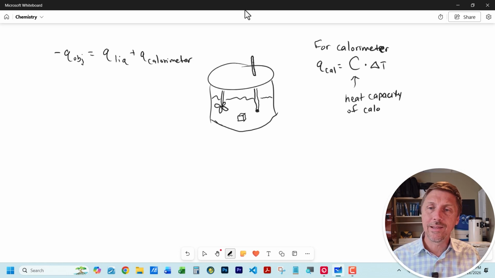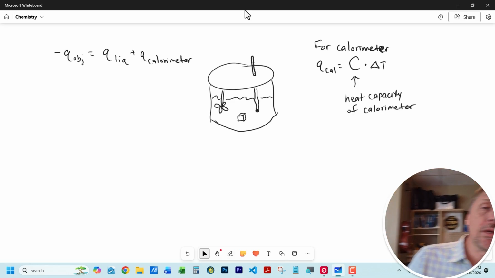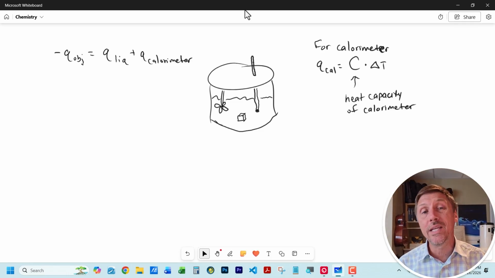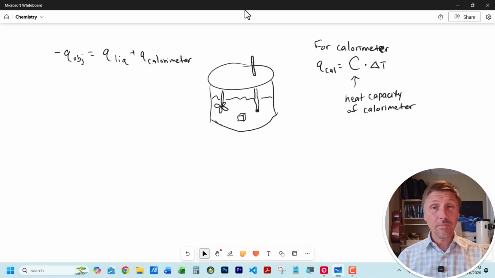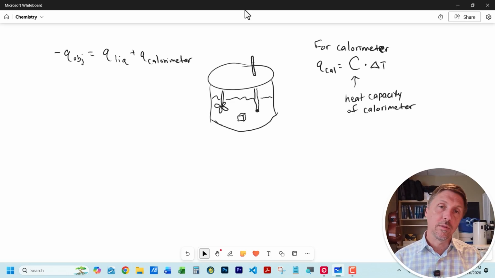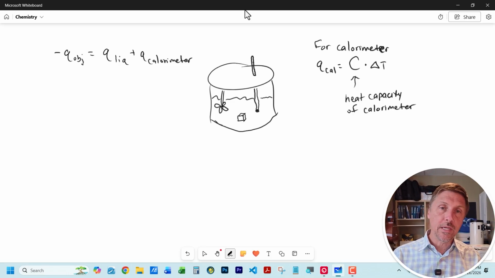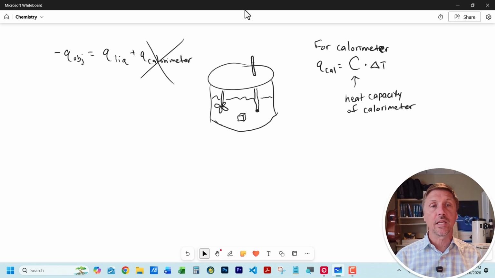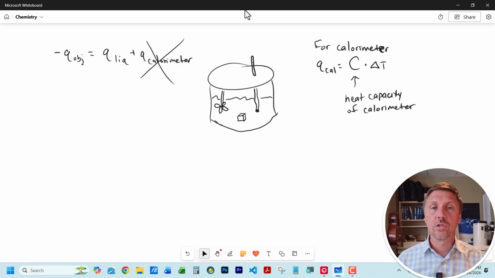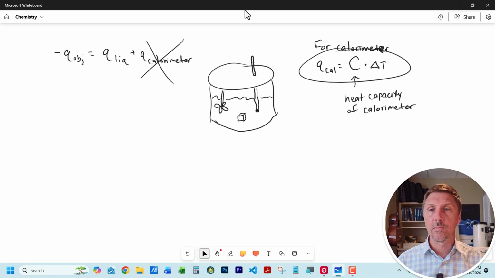How are you going to know that? You'll only know that if I give it to you. When you have problems related to the calorimeter experiment, if you need the heat capacity of the calorimeter, I will give it to you in the problem. Sometimes these problems will say you can ignore the heat of the calorimeter. What that means is that when we're using this formula over here on the left, we can just throw that value out and simply say that the negative Q of the object equals the Q of the liquid. But if we have to include the Q for the calorimeter, we're going to use this formula right here for that.